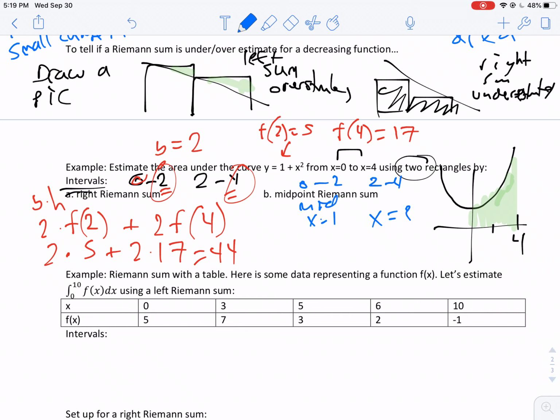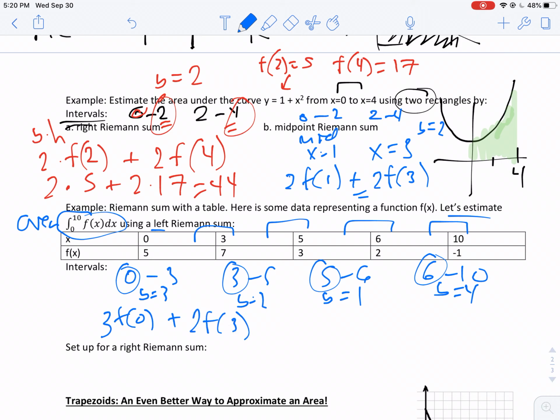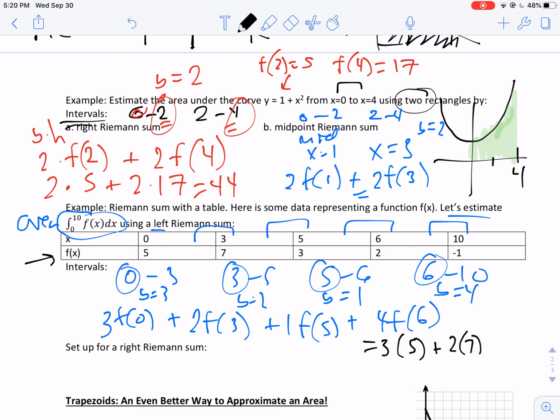So if I'm going from 0 to 3, that's 3 times f of 0. 3 to 5, we have a base of 2, so it's 2 times f of 3. 5 to 6, we have a base of 1, so 1 times f of 5. And then here we have 4 times the height at 6. For these, I'm just going to get the values from the table, right? They tell us the value of each f of x. So that's 3 times 5, and then 2 times 7, 1 times 3, and then 4 times 2. So that's 15 and 14, so 15 plus 14 plus 11, geez, I think it's 40. Okay, so that's a left Riemann sum.